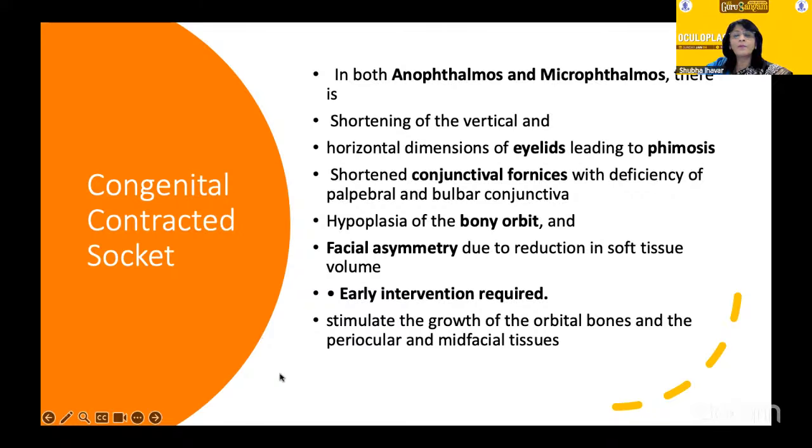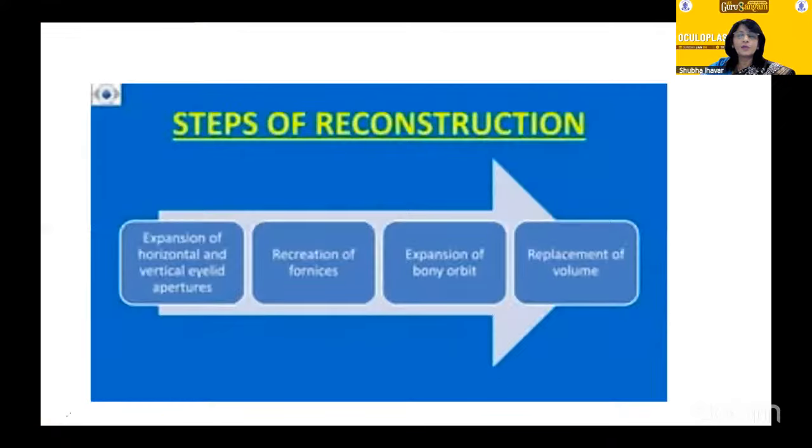It might happen in both anophthalmos or microphthalmos. Shortening of the eyelids is there, leading to phimosis, and bony hypoplasia and facial asymmetry are also there. That's why early intervention is required. The steps here are first to expand the horizontal and vertical eyelid apertures, then recreation of fornices, and then expansion of the bony orbit and replacement of volumes.